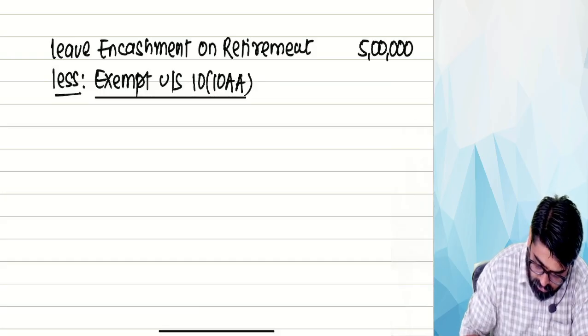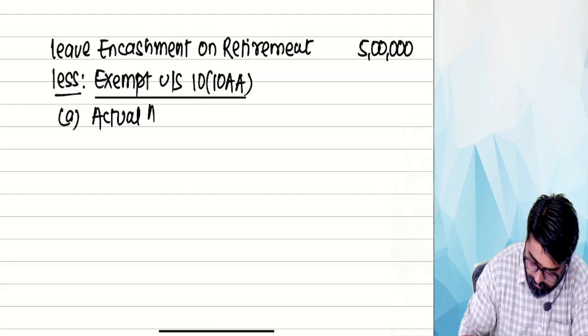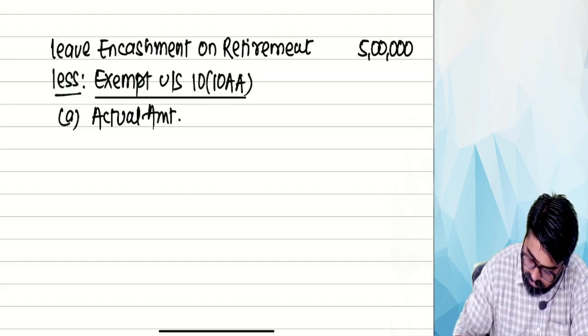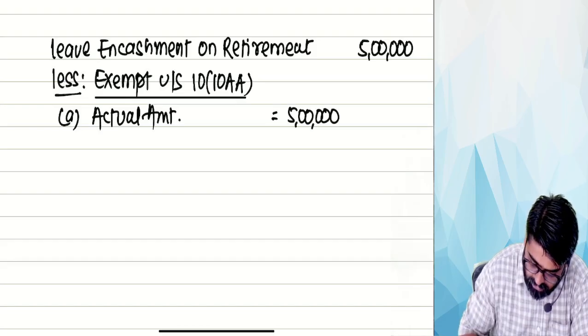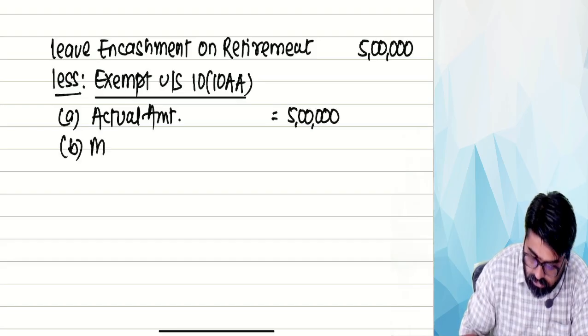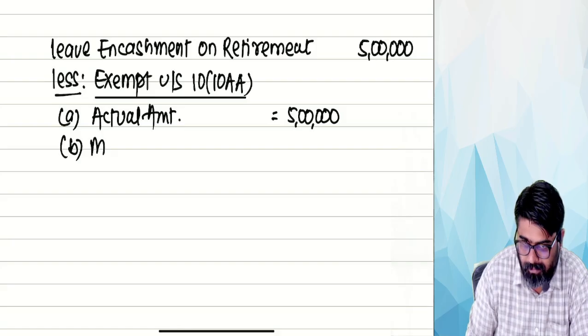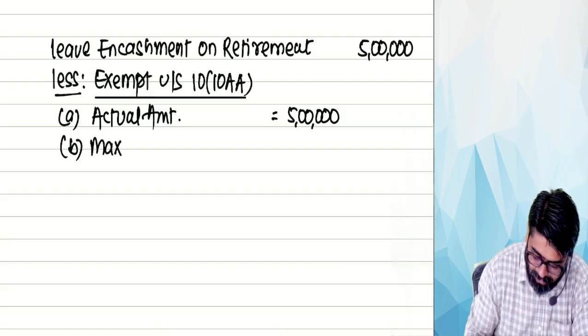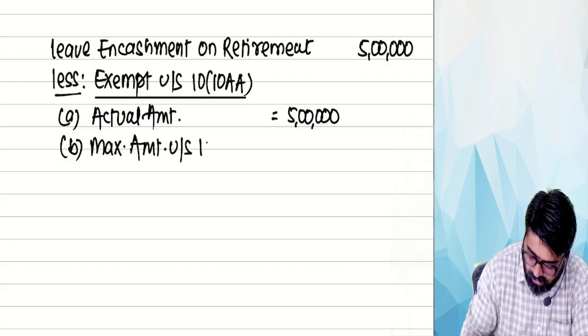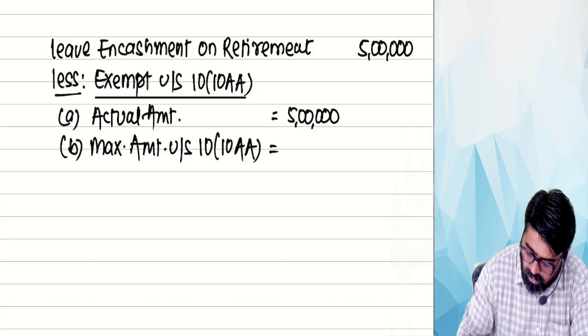Exemption will be the least of: A, the actual amount. How much is the actual amount? 5 lakhs. B is the statutory limit, the maximum amount under section 10(10AA), which is called the statutory limit also. Yes or no? That is 25 lakhs.